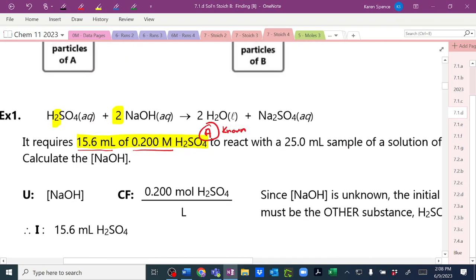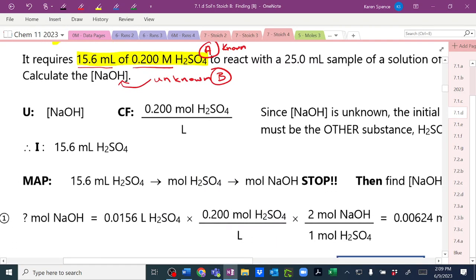And then our unknown, and this is the other way to do it that's really easy, is to say, oh, look, it says calculate NaOH. That means NaOH is my unknown. That means NaOH must be B. And by process of elimination, you could figure out that H2SO4 is A if NaOH is B. Yes? So we're going to do all the things that we did before.